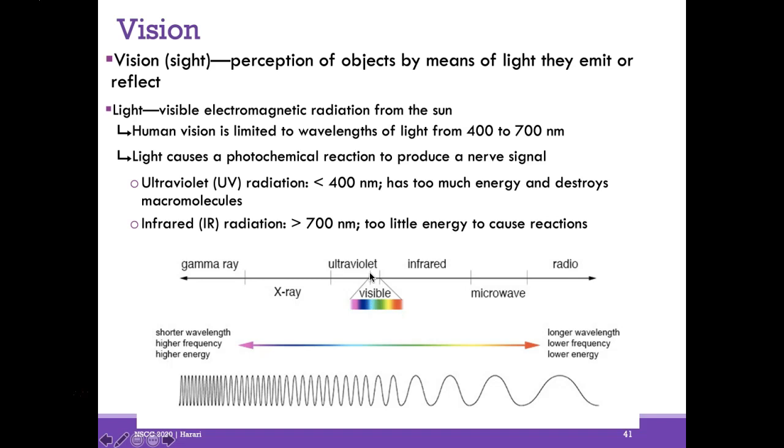So we have this very narrow range of visible light that comes from the sun, and we know the spectrum is red, orange, yellow, green, blue, indigo, violet. Those are the colors of the rainbow, so to speak.